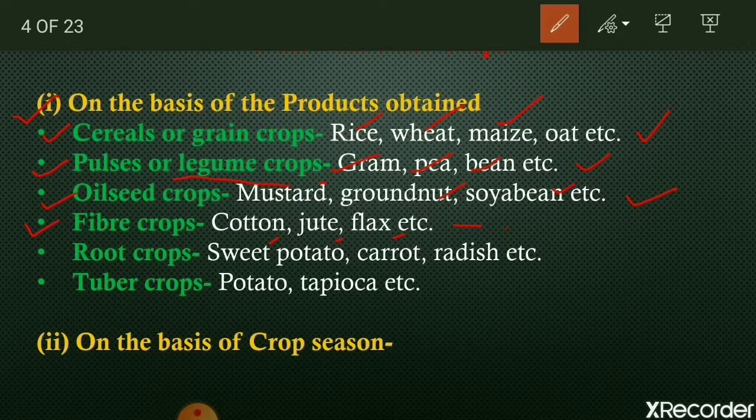Now next one is root crop. Root crop means the crops from which we get the product which are roots and which we eat. So sweet potato, carrot, radish, and so many other types of crops are there. Next one is tuber crop. In tuber crop we get potato. Potato, we know that it is an underground stem and it is called tuber. Next one is tapioca. Now, next is the classification of crops on the basis of crop seasons.